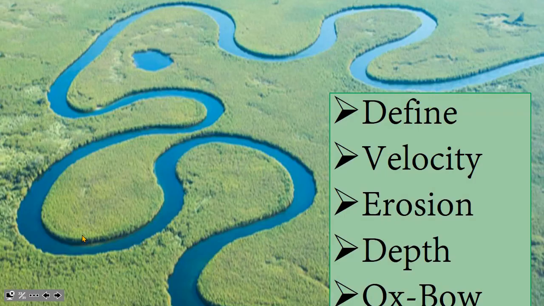So we've defined what a meander is. It's a bend or a curve in the river. We know the velocity happens at the outside or the cut bank. The velocity is more or happens faster. The river is moving faster at the outside or the cut bank. Erosion happens at that outside where it's going to be deeper, and they can form oxbow lakes. There are your notes for page 45.